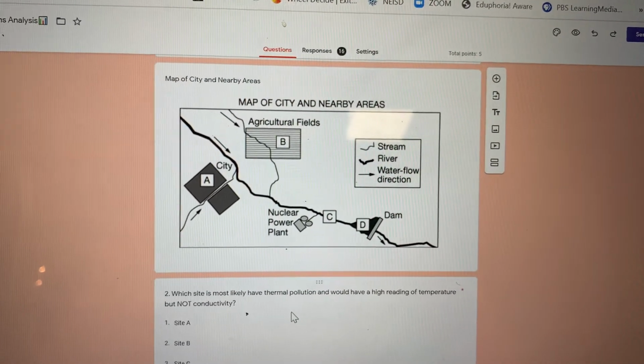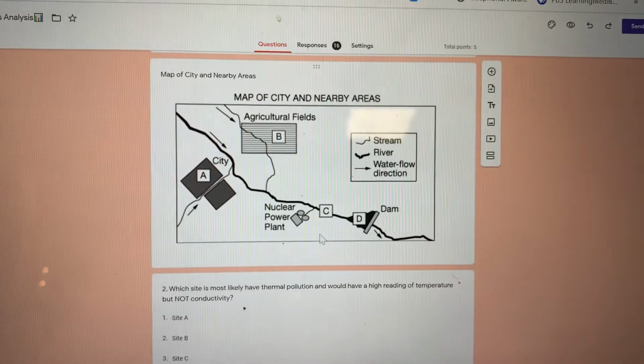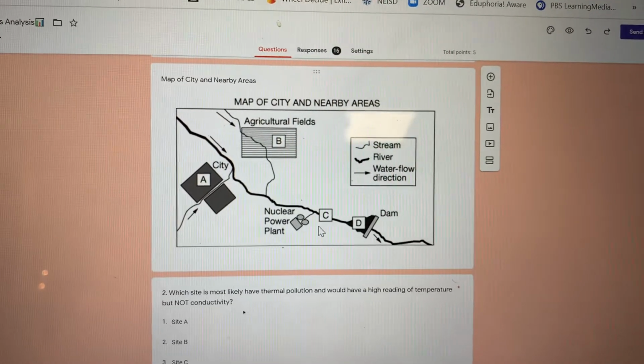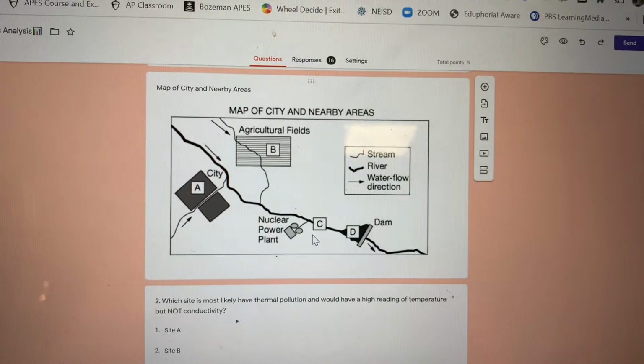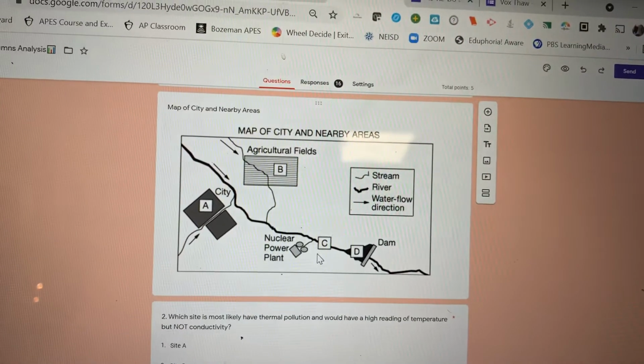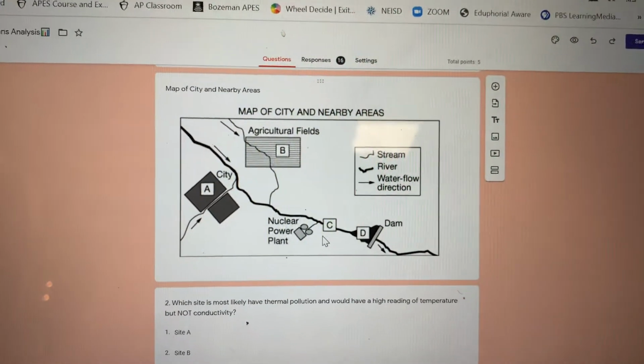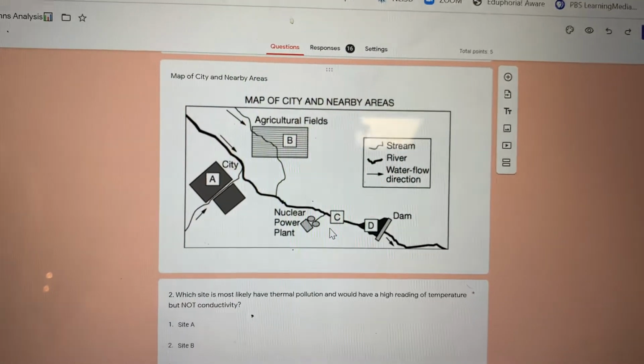So scrolling down here, looking at this map, which one of these would have thermal pollution but not conductivity? Don't forget nuclear power. We'll talk about this more later with another unit. But with nuclear power plants, the cooling towers, if they don't do their jobs appropriately, the water can be superheated and that'll cause thermal pollution.